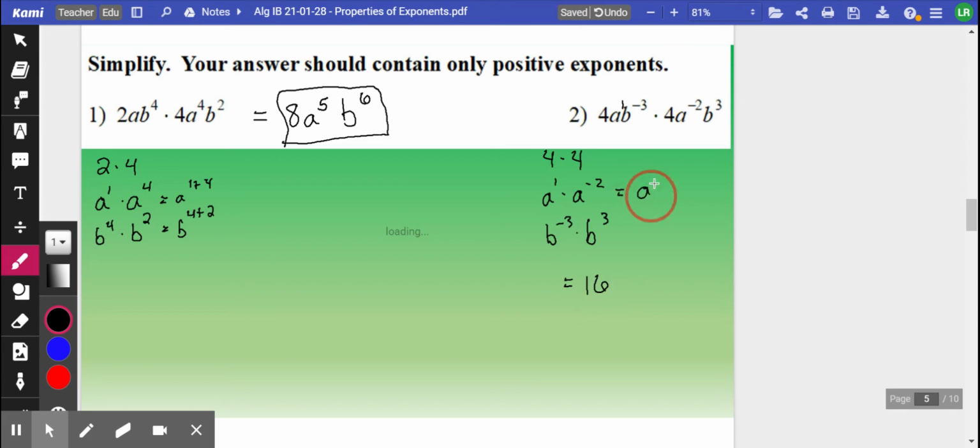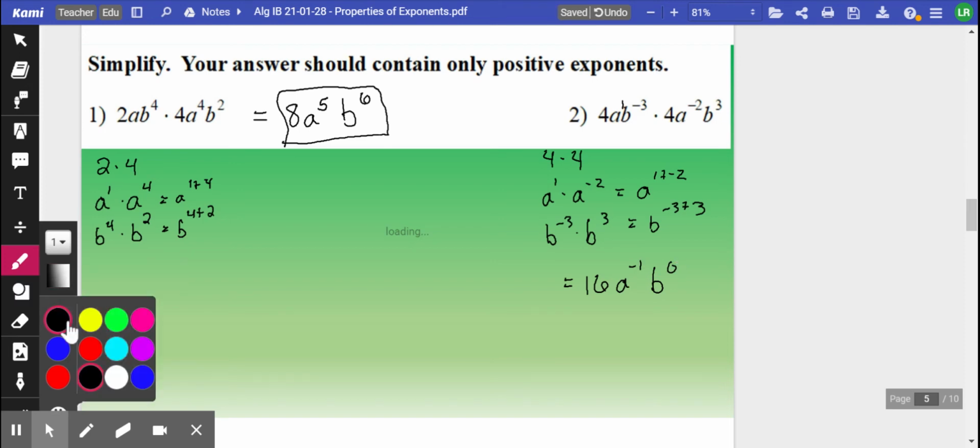For the a's, 1 plus negative 2, that's negative 1. For the b's, negative 3 plus 3 is 0. Well, I have both a negative and a 0 exponent. I got to fix some things.